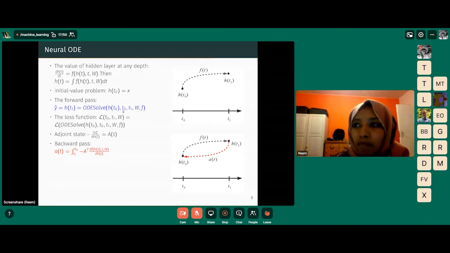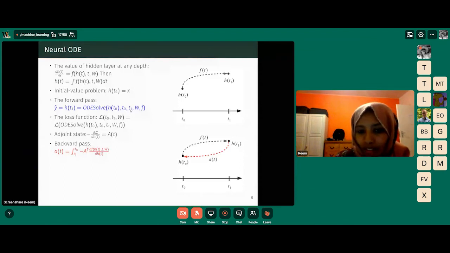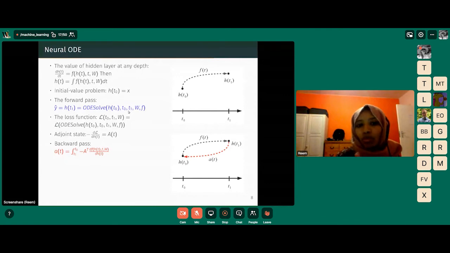And now, in order for you to move to the second hidden state, you have to apply some function f of t. In order for you to do this, you call the ordinary differential equation solver. This ODE solver takes your function that you want to approximate. It takes your initial values. In this case, we pass our T0 as the initial value and where we want to get, which is T1.